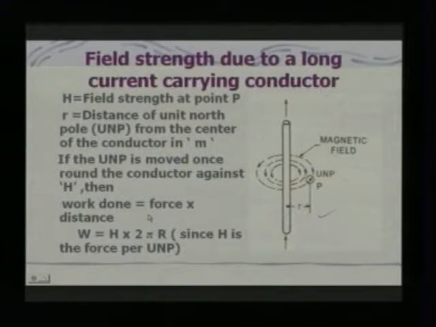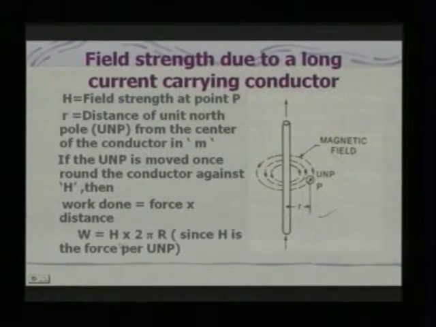Here the force done by the unit north pole is called field strength and it is denoted by H, and the total distance travelled by the UNP is equal to the perimeter of the circle. Therefore, work done is given by H multiplied with the perimeter, that is 2 pi r.